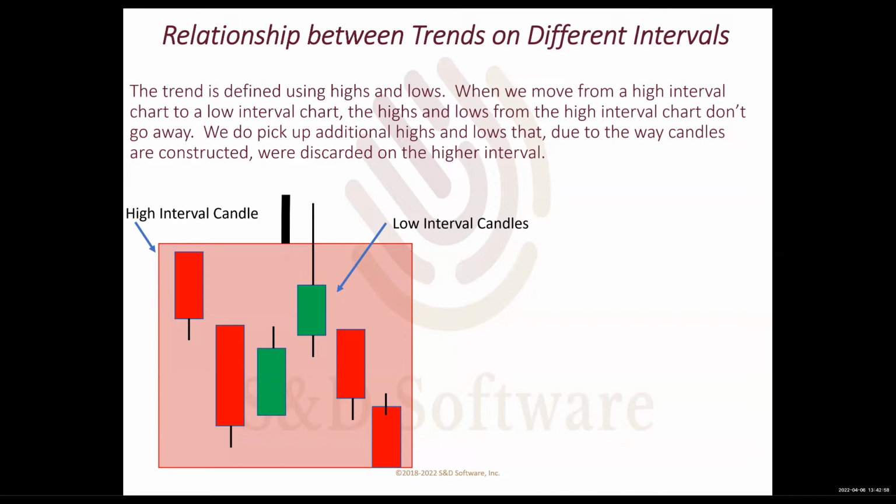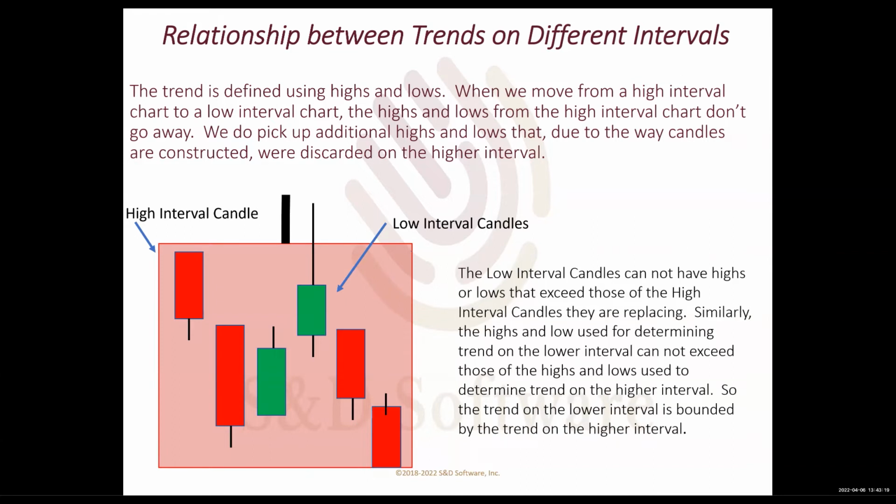So we may see some new candle patterns with some new highs and some new lows, but all of those are going to be between the high and the low we saw on the higher time frame candle. So we have more data points that are being exposed that were previously being thrown away. So these new highs and lows are going to be bounded by the high and the low from the higher time frame.